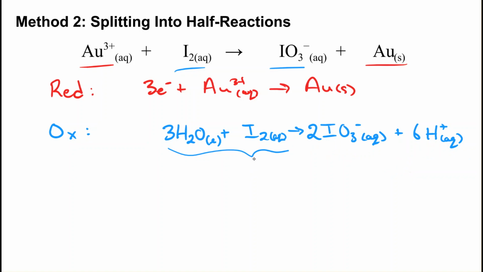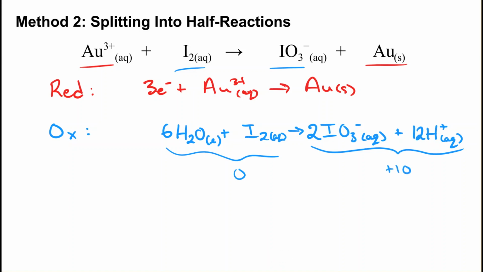I'm going to go back here. We don't have 3 oxygens. We've got 6 oxygens, which means we've got 12 hydrogen ions. So total charge of 0, and a total charge of -2 plus 12 is plus 10. So I need to add electrons to one of these sides, and I'm going to have to add 10 electrons. So I'm going to go ahead and add 10 electrons to that side.